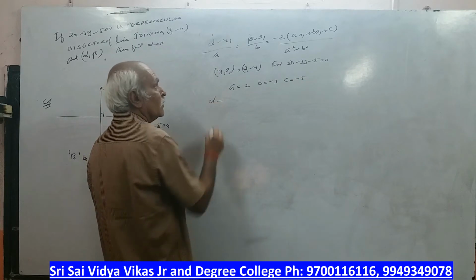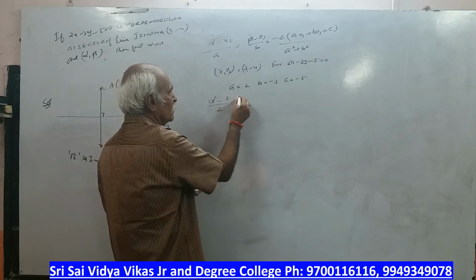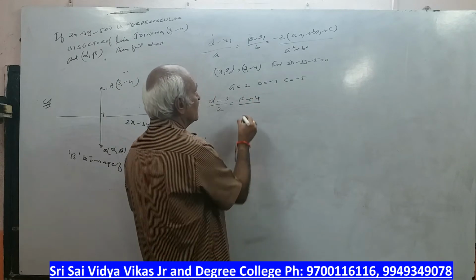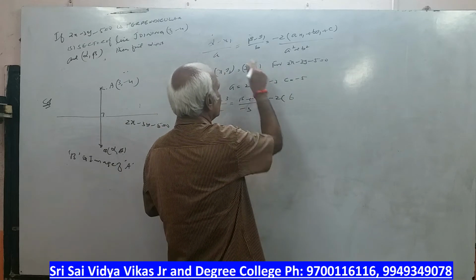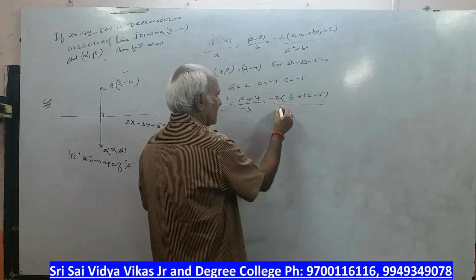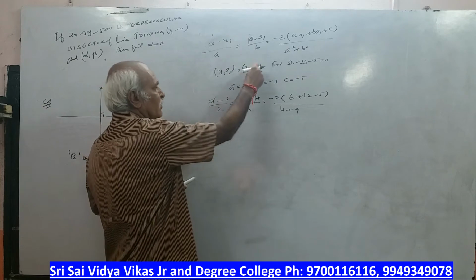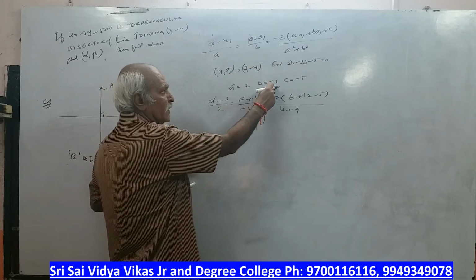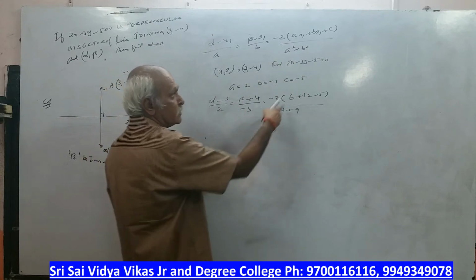Therefore alpha minus x1, means alpha minus 3, by a value 2. Beta minus y1, y1 is minus 4, so minus of minus, plus 4, by minus 3, equals minus 2 into a means 6, minus 3 into minus 4 plus 12, minus 5, by a square plus b square, 4 plus 9. So I have substituted x1 is 3, y1 is minus 4, so minus of minus will come plus, then by a means 2, b is minus 3. We have to take the coefficients. So 2 and 3. Okay, then minus 5 will come.